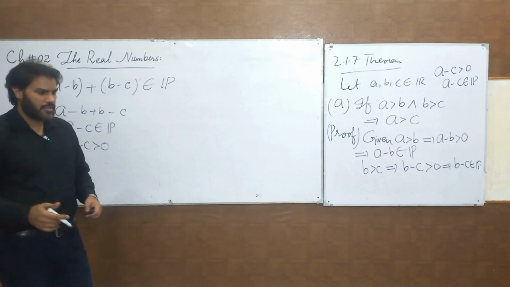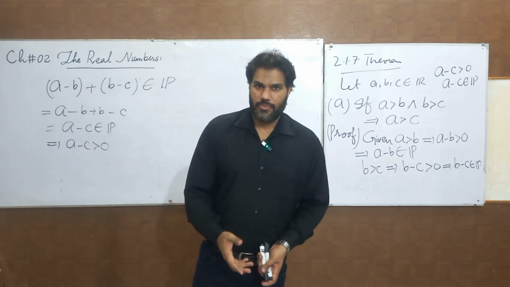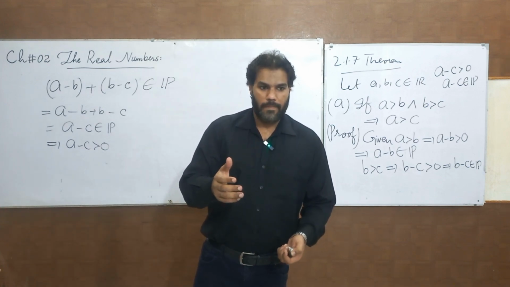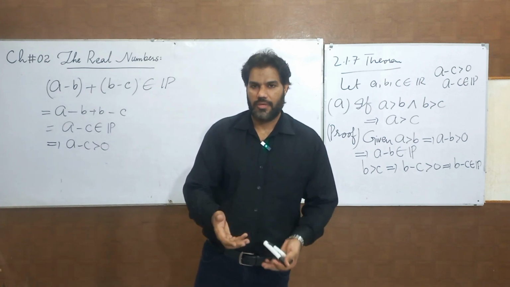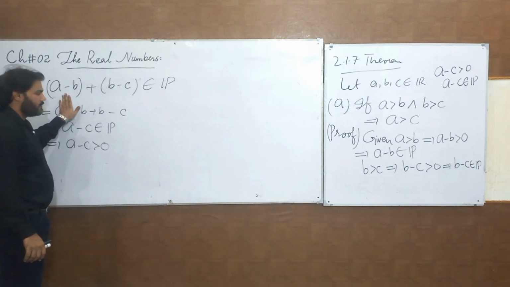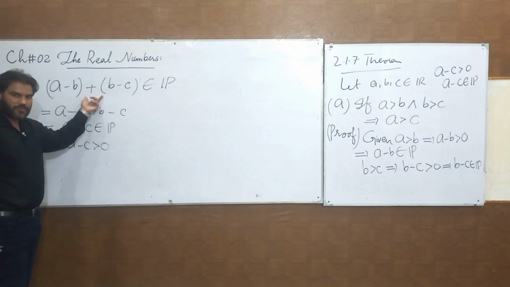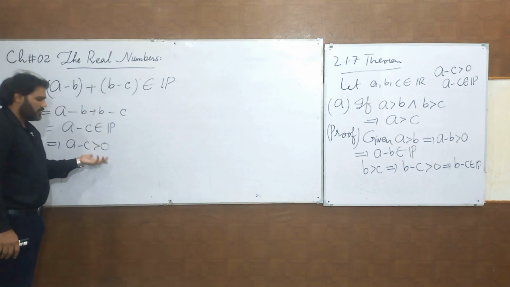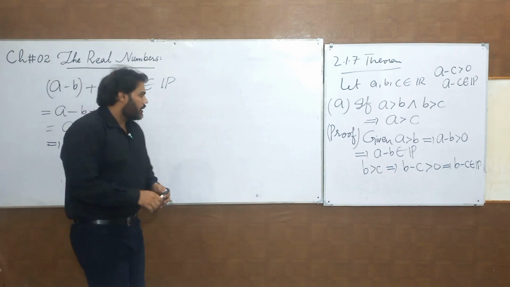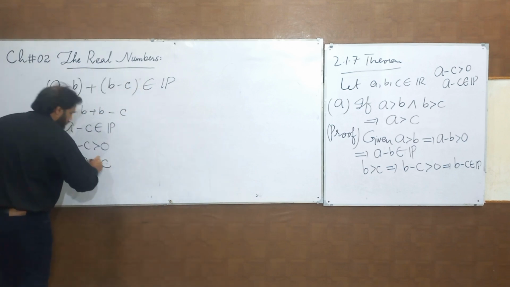We can prove this alternatively without using the term P. As A minus B is positive, and B minus C is positive, the sum of two positive numbers is positive. This shows that A minus C is positive. And A minus C is positive means A is greater than C.